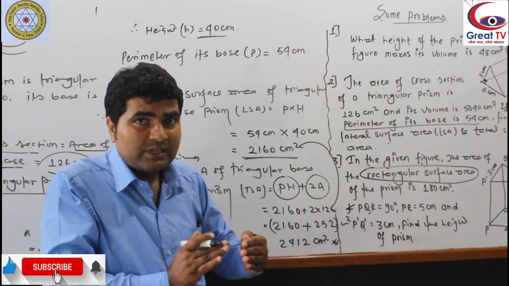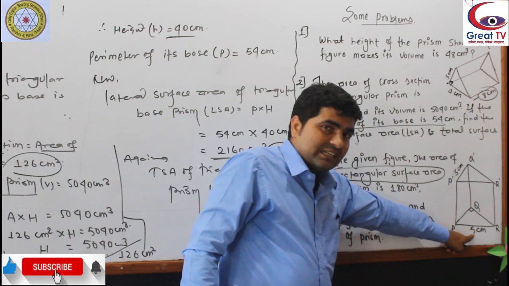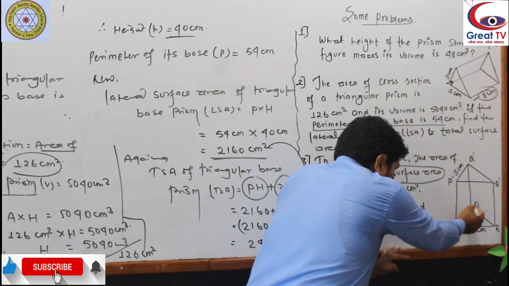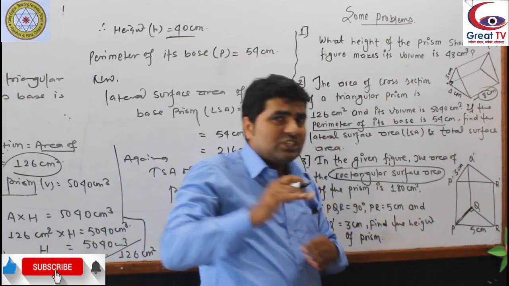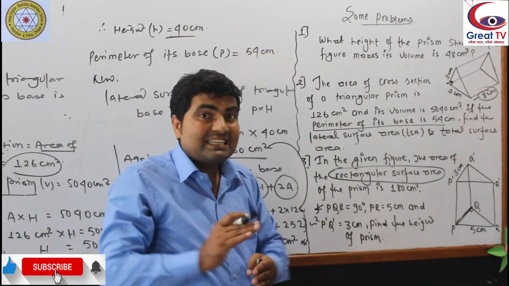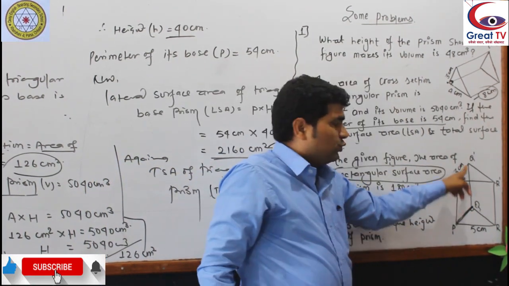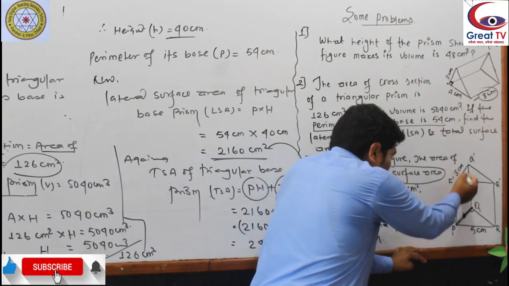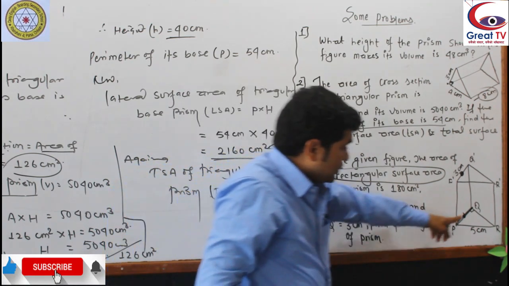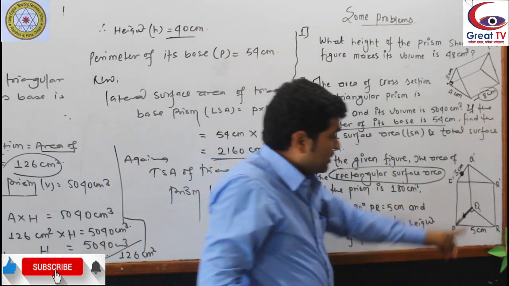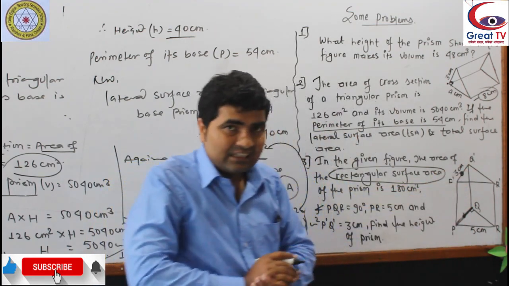P means the perimeter of the bases. Here P dash Q dash length is 3 cm, downward 5 cm. We can say that PQ is also 3 cm. Yes, that is a property of a triangular base prism: its corresponding opposite sides of opposite faces are equal. PQ and P dash Q dash are equal because these two sides are corresponding sides of opposite, parallel and congruent triangles. These two triangles are congruent, so their corresponding sides are equal. That means the length of PQ is also 3 cm.